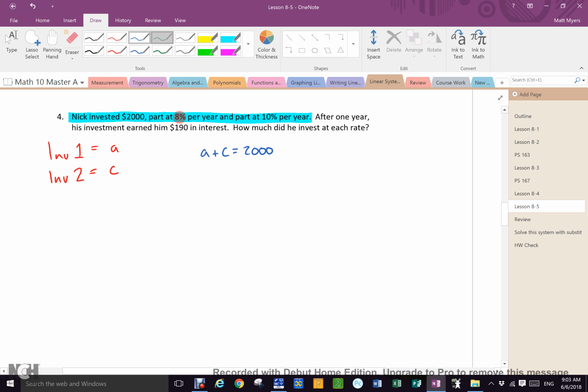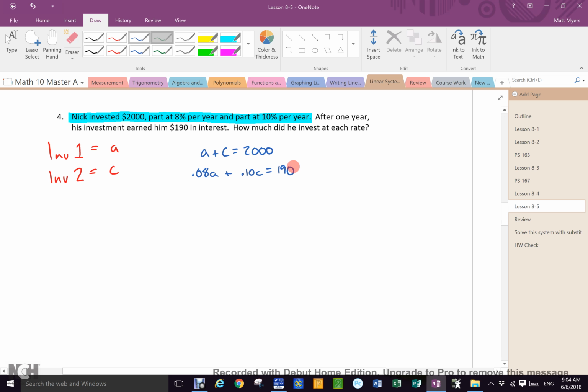Excellent. What else do we know about A? One of them earned him 8%. Right? How do I write percent as a decimal? 0.08. Right? 0.08 of A plus, how much did C make him? 0.10 of C made him how much money? 190. Is that a system?